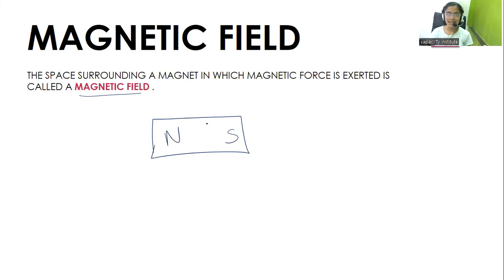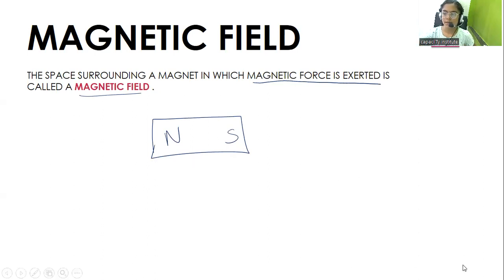So the answer is clear. It's in the definition itself. The space surrounding the magnet in which magnetic force is exerted, only the area in which the magnetic force is exerted. What does magnetic force exerted mean? That is the area which is responsible for attraction and repulsion, and only that is called a magnetic field.